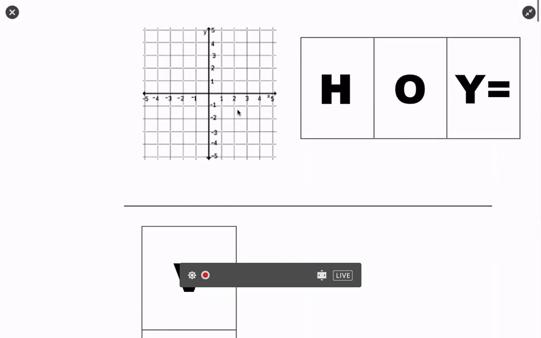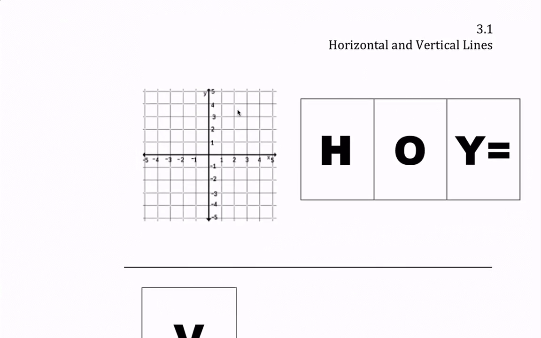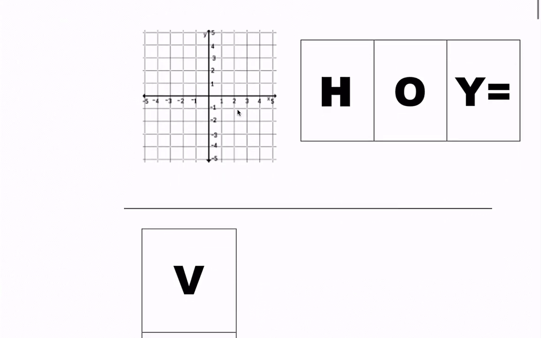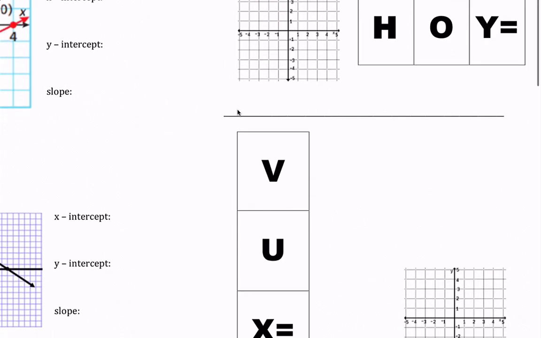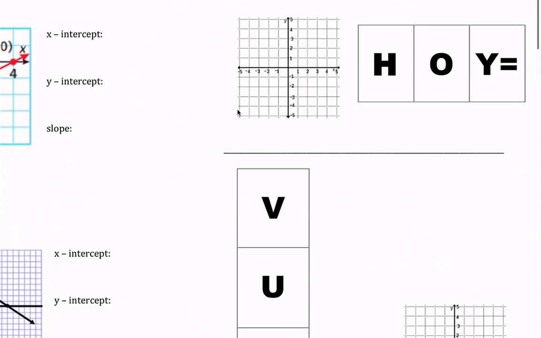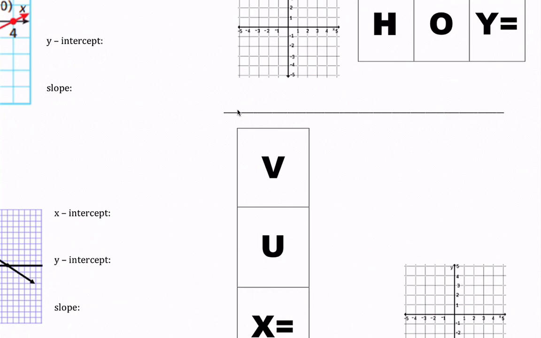All right, today's going to be a pretty smooth lesson. It's going to be over horizontal and vertical lines. So what I have here to help us remember the difference between horizontal and vertical lines is HOI-VUX, and it's just like an acronym to help us to remember the key features of horizontal and vertical lines.